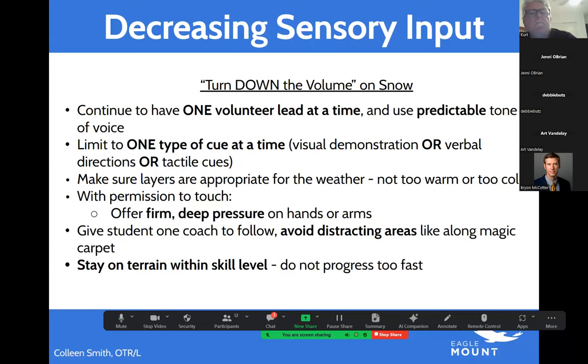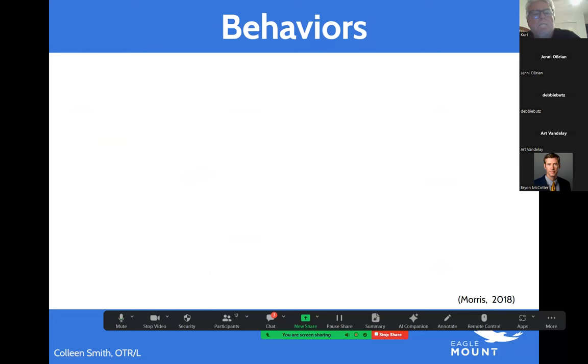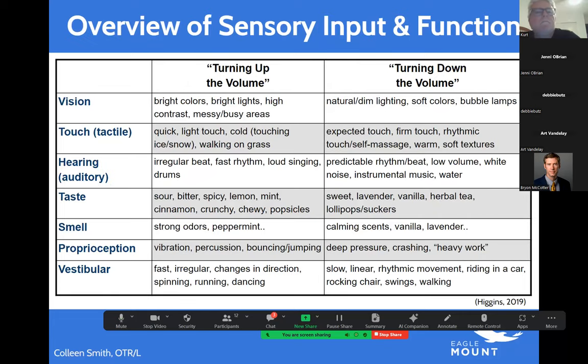Again, these are all on the handout. And then this is a chart that's also on the handout, and it shows you which things turn up the volume or down the volume in each sensory category that we've gone over. I really like referring to this, knowing what tools to have in your toolbox. Let me just think for a second.